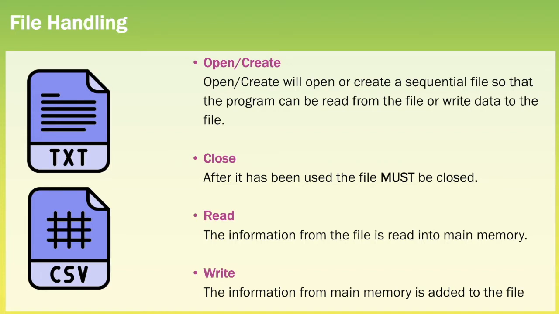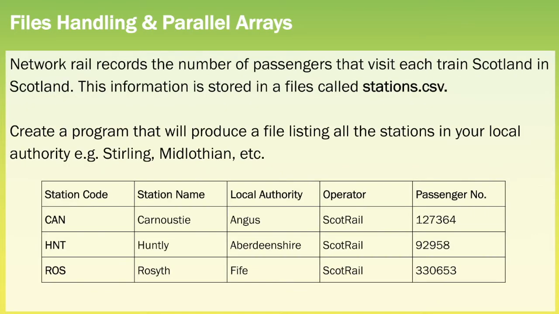Open and create will open a pre-existing sequential file, or it will create a new one that we can then utilise. Once we've used our sequential file, it is important that we close it. When we open our created file, we can then read information from it or write information to it. The method we use to read and write from our file will depend on what we want to do with the file. Let's now have a look at a practical example of file handling and parallel arrays together.